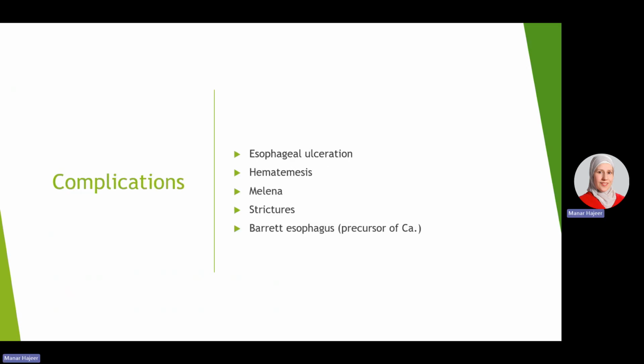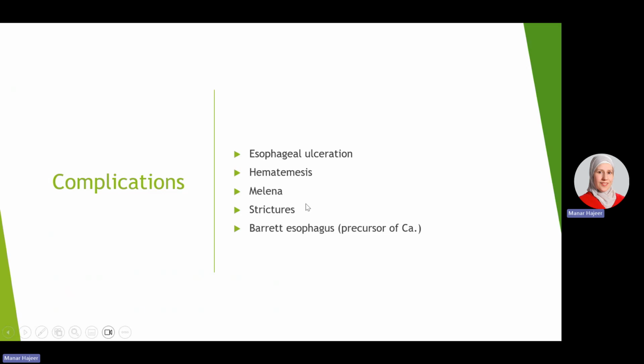As for the complications, it might be complicated by ulceration of the esophagus, causing peptic ulcerations, hematemesis, which is vomiting of blood, and melena in cases of bleeding that passes through the stomach and is altered by the acidity of the stomach, so it will pass in the stool as black-colored stools.